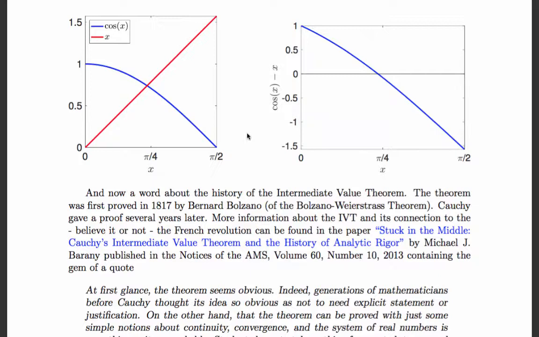Now, if you want to know how the intermediate value theorem and the French Revolution are connected, then you should read the paper Stuck in the Middle: Cauchy's Intermediate Value Theorem and the History of Analytic Rigor by Michael Barany, published in the Notices of the AMS, Volume 60, Number 10, and published in 2013. And by the way, if you'd like to get your hands on that article, you can just click that blue part. It's a hyperlink.